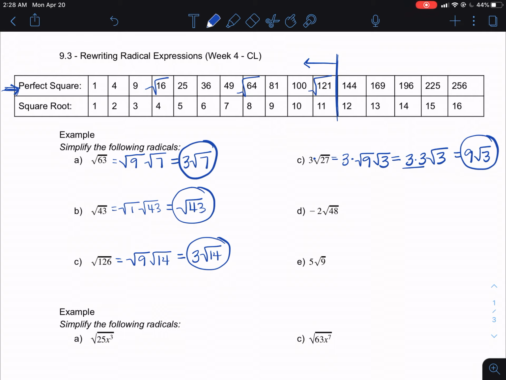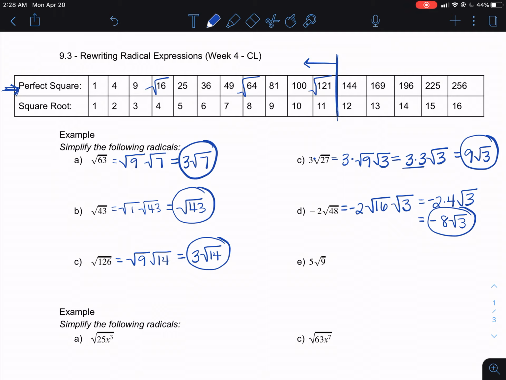Looking at D, we have negative 2 times the square root of 48. So our negative 2 is going to hang out front. And then we're looking for two numbers that multiply to be 48. The thing you have to be careful about is we always want to pick the largest perfect square. So we know 48 can be divided by 4, but there's a larger perfect square, and that largest perfect square is 16 and 3. And the square root of 16 is 4. So we have negative 2 times 4, square root of 3. Negative 2 times 4 gives us negative 8, square root of 3.